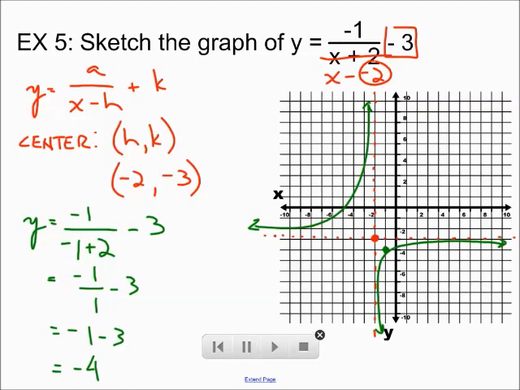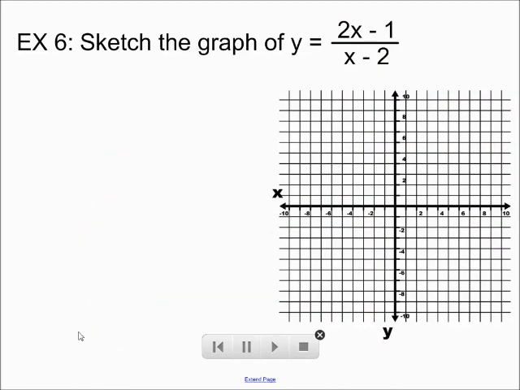Like I said, you'll get into this more in advanced algebra. We're just going to do some rough sketches here. All right, one more. It's supposed to be in the form y equals a over (x minus h) plus k, but this one is not in that form. So what we're going to do is some division of polynomials, which we've done this chapter. So we'll actually do (2x minus 1) divided by (x minus 2).